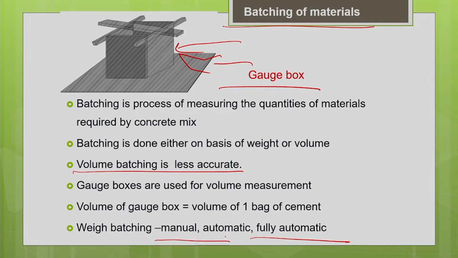So we have fully automated weighing batch systems available in the modern RMC batching plant. There are different types of weigh batching: fully automatic, semi-automatic, or manual. But one thing you have to always keep in mind is that weigh batching is always more accurate when compared to volume batching. So it is always preferable to go for weigh batching to get a good quality of concrete.